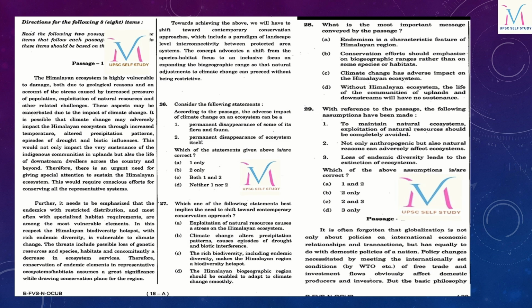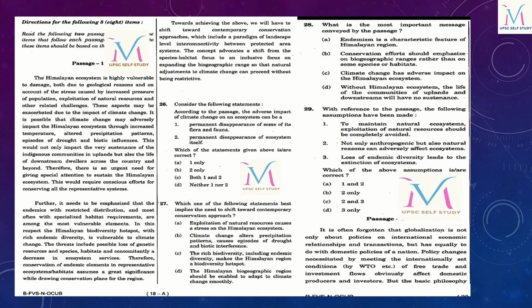Question 28: what is the most important message conveyed by the passage? Endemism is a characteristic feature of the Himalayan region. Conservation efforts should emphasize biogeographic ranges rather than some aspects of habitats. Climate change has an adverse impact on the Himalaya ecosystem. Without the Himalayan ecosystem, the life of the communities of uplands and downstreams will have no sustenance. So for question number 28, the answer is B.